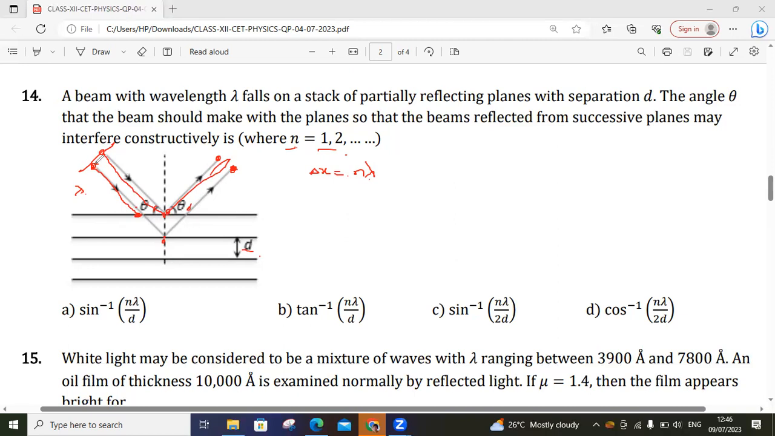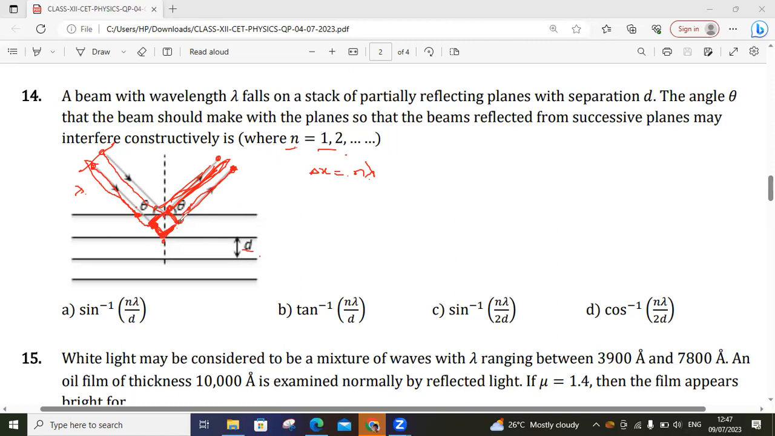Okay, sorry. From here they both will come. So till here they will travel the same distance, and here this will be the same distance, and this will be the same distance. So the only path difference that remains is this down ray, it goes this much extra path. So this is the path difference. So that path difference should be n lambda.